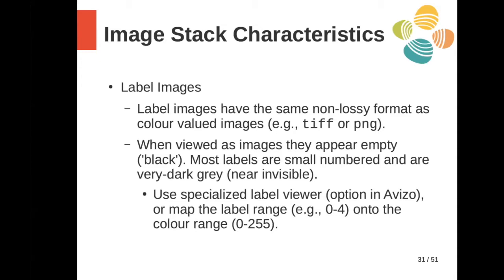We already discussed the appearance of labeled images, that they can appear mostly black, and that you basically need either the right software to view them or a regular image processing tool like GIMP, ImageJ, or others that let you scale the color balance. If you can readjust that, you can also see what the segmentation labels are. But normally in a regular image viewer, they'll just appear black.